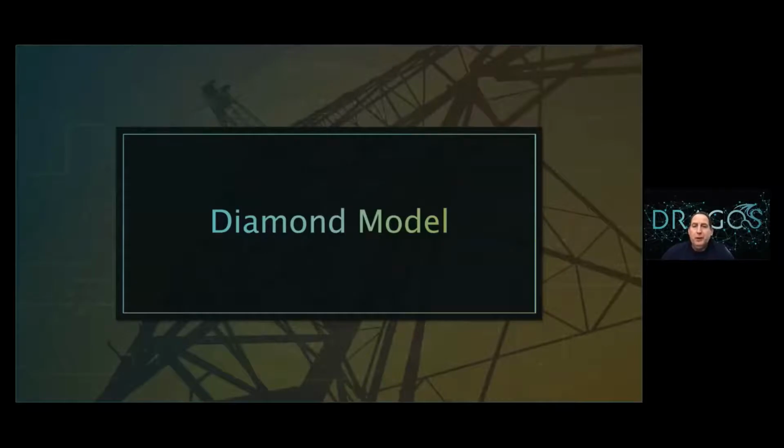So what do we do with all this? Well, what we do with all this is we look toward classification and contextualization. So we want to classify these things now. And this is how we at Dragos use this thing called the Diamond Model. I want to spend some time here explaining to you how we classify activity groups.